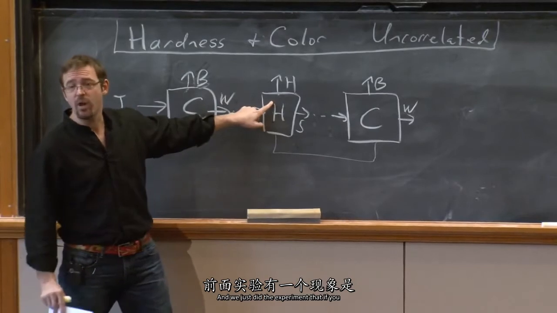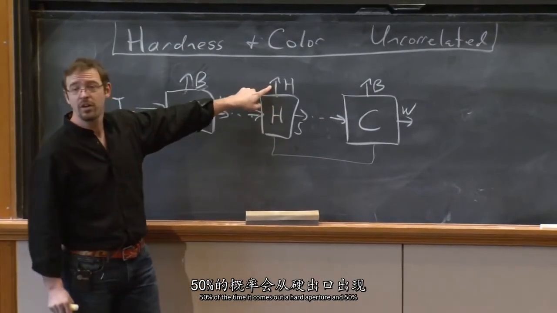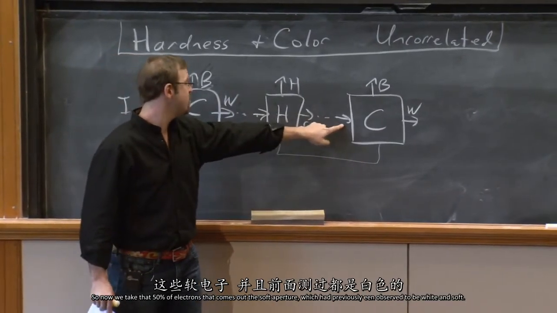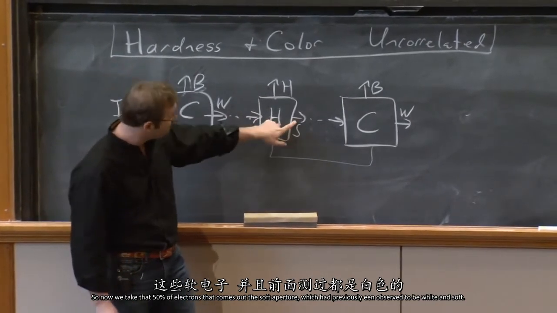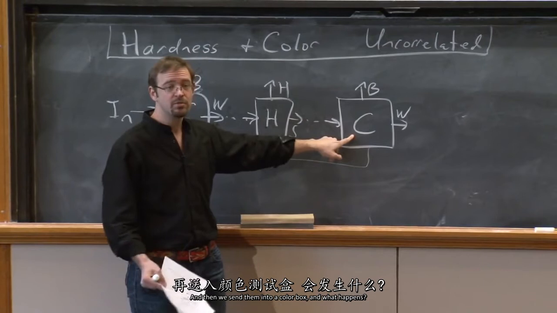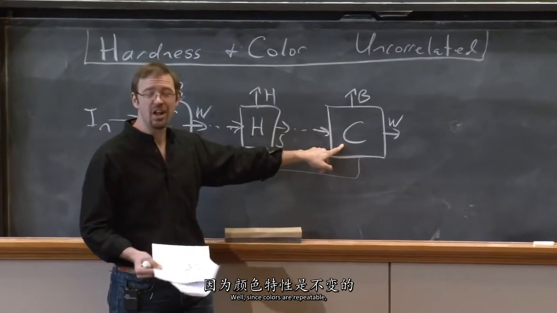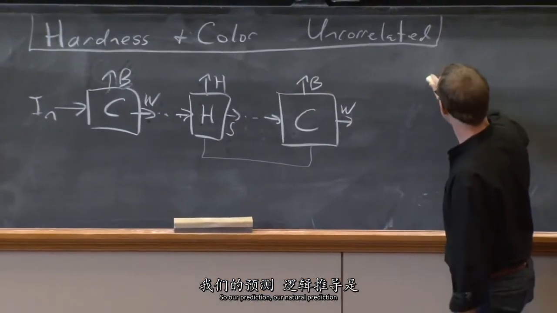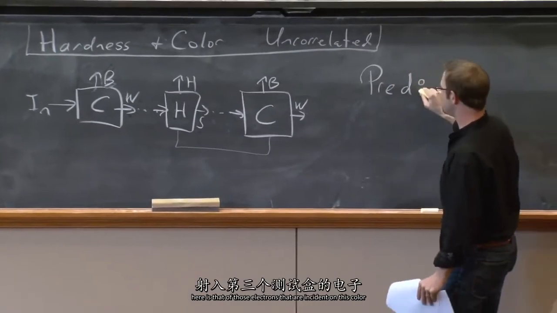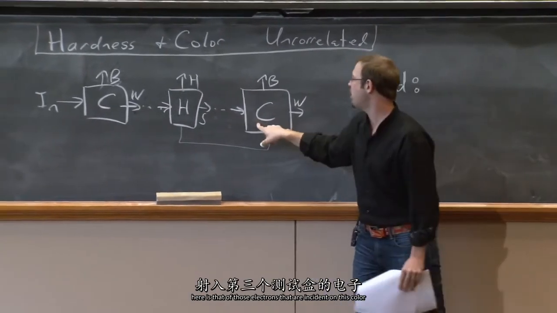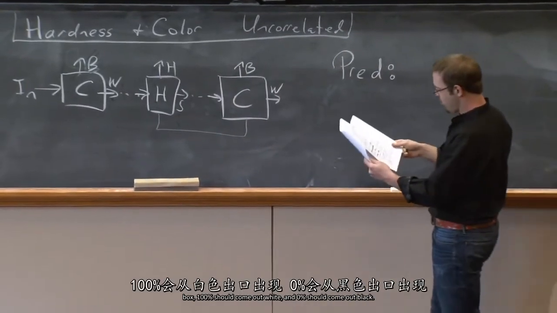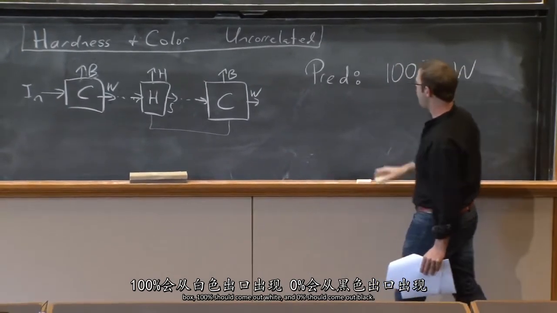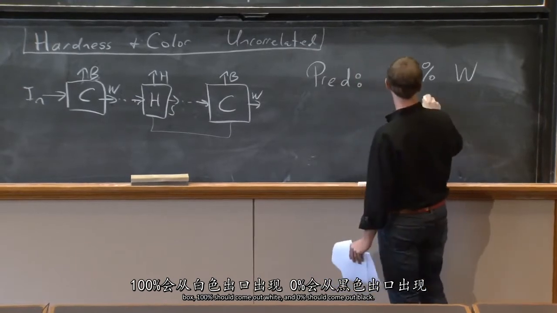And we just did the experiment that if you send a white electron into a hardness box, 50% of the time it comes out a hard aperture, and 50% of the time it comes out the soft aperture. So now we take that 50% of electrons that comes out the soft aperture, which have previously been observed to be white and soft, and then we send them into a color box, and what happens? Well, since colors are repeatable, the natural expectation is that, of course, it comes out white. So our prediction, a natural prediction here, is that of those electrons that are incident on this color box, 100% should come out white, and 0% should come out black.